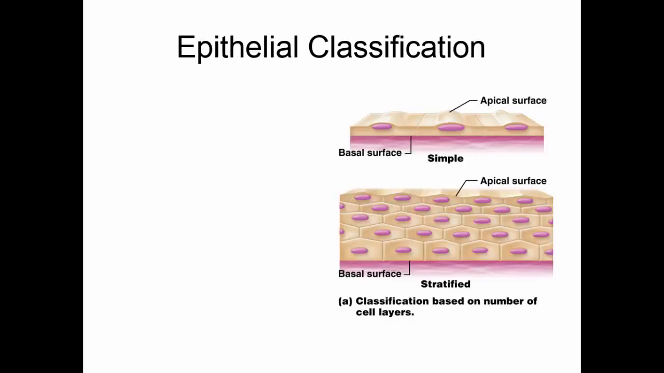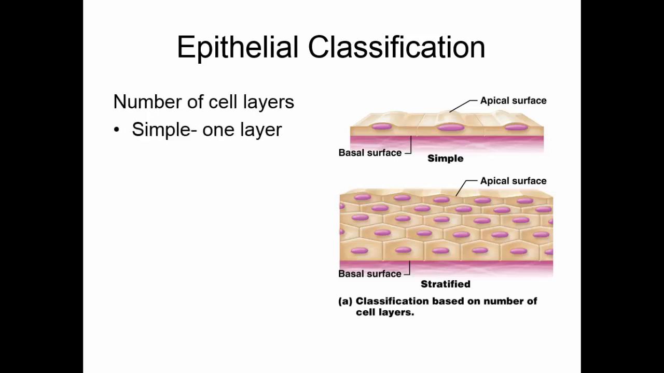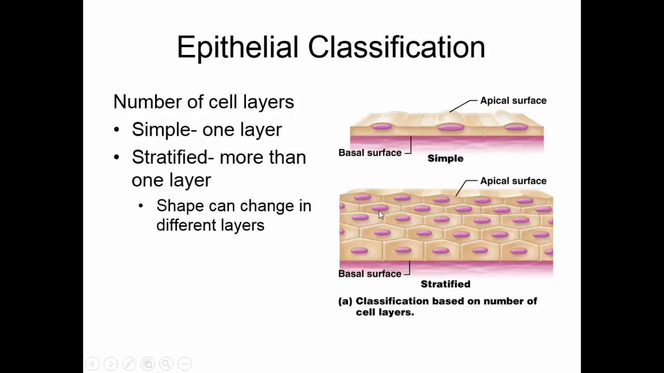When we classify epithelial tissue, we look at two things. One of the things is the number of cell layers. It's called a simple tissue if there is only one layer of cells. It is a stratified tissue if there's more than one layer of cells, and you can see the shape of the cells change with the layering. Sometimes we have pseudostratified tissue. This is when it looks like it's layered, but it's truly not layered. Every cell has an apical surface and sits on the basement membrane.